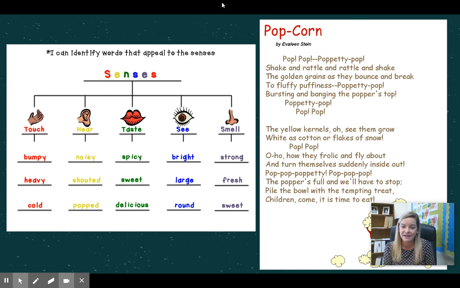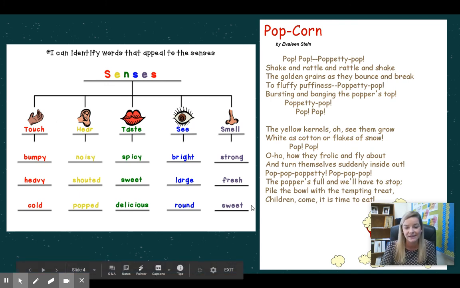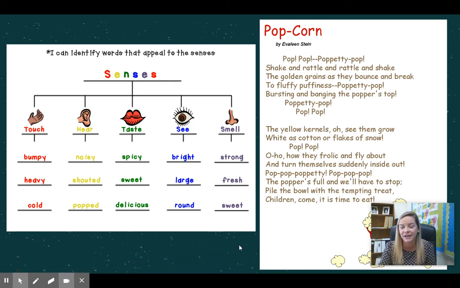On the next activity today, you are going to be sorting sensory words. So you're going to be given a list of words. They'll be different than these words, but you're going to sort them under the sense that they appeal to. And as we continue reading another poem today, you'll continue to think about sensory words.